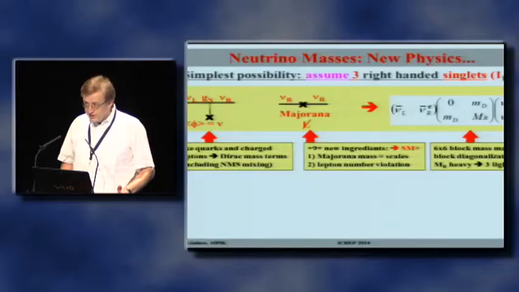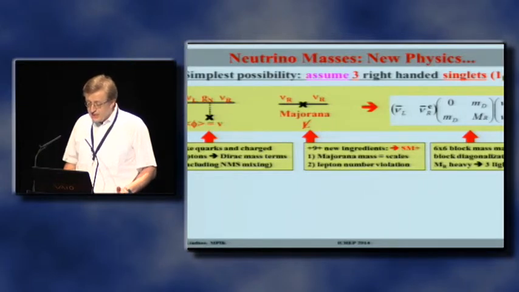From a theory perspective, neutrinos are massive, and that's new physics. It is not part of the classical textbook standard model. The simplest way to accommodate it is to assume three right-handed singlets. It's an addition, it's not much, but it's an assumption. There could be more than three, there could be other states. But if you assume these neutrinos, then of course you have the usual Dirac-like Yukawa couplings, like for quarks and charged leptons. But then you get, for the first time, new structure: Majorana mass terms, which are only possible for singlet states. And you get new features.